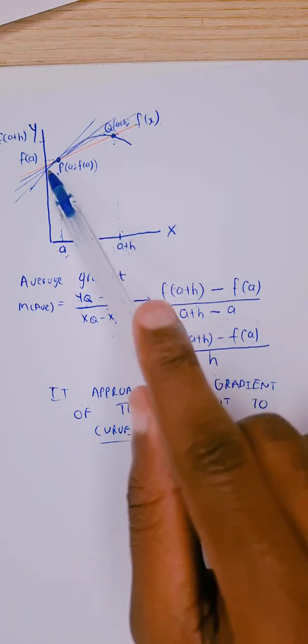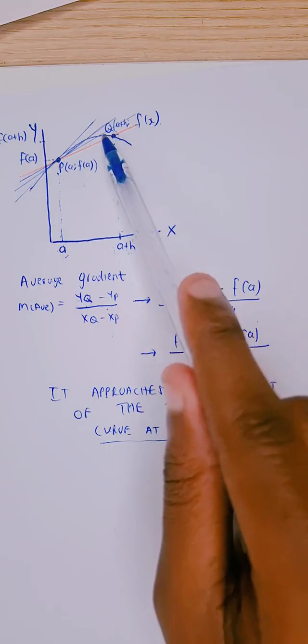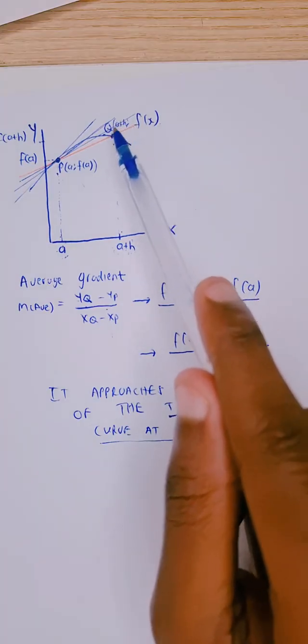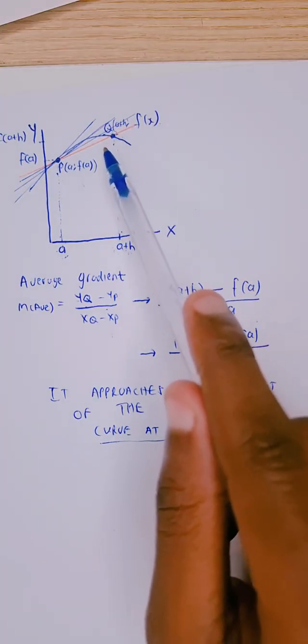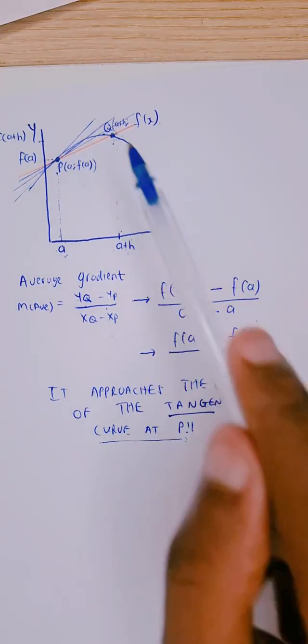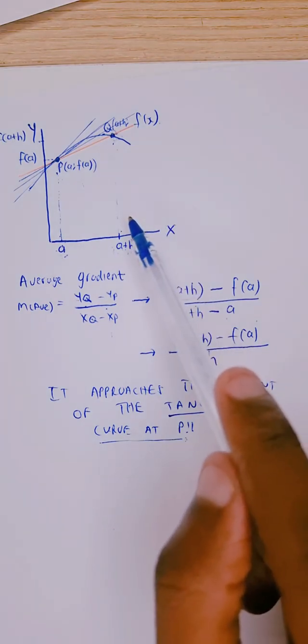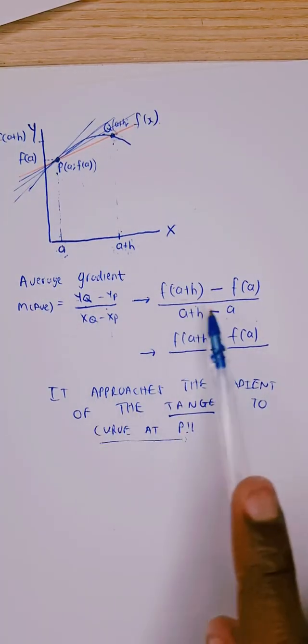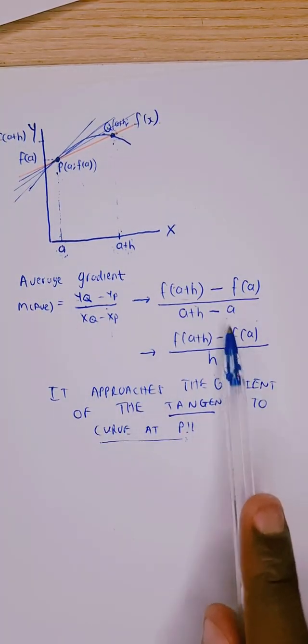It means h is 0. But of course, as Q gets closer and closer to P, what is it approaching? It is approaching 0 because the h value is being reduced. All right. And what about the formula of the average gradient?